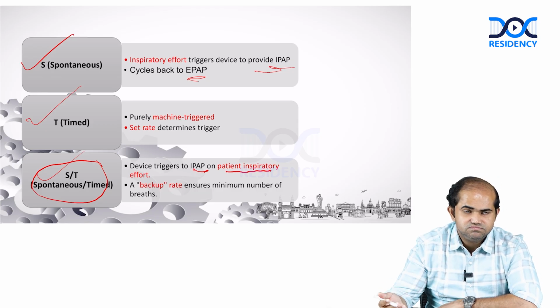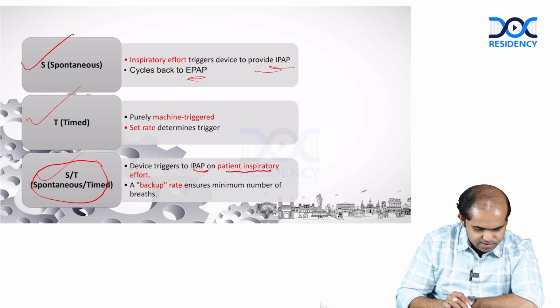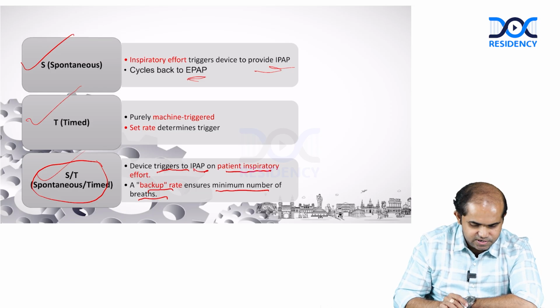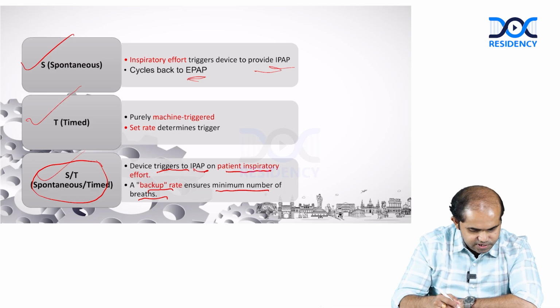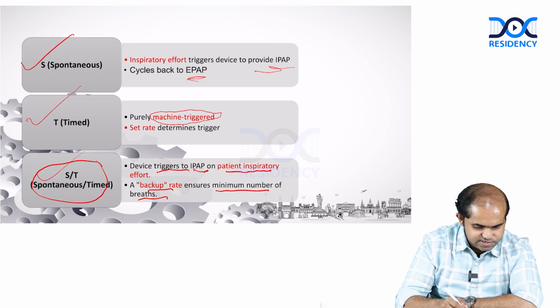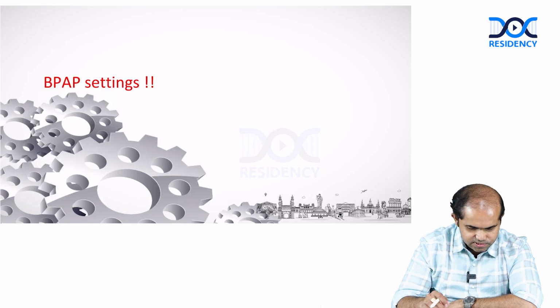That's why, when you send home a child requiring continuous NIV, we can send the child home on BiPAP with ST mode. Why? Because there will be a backup rate. It will ensure a minimum number of breaths, and the device will trigger your IPAP depending upon the patient's inspiratory effort. Timed mode is purely machine triggered; the set rate will determine your trigger. Spontaneous, as I said, inspiratory effort will trigger the device to provide your IPAP. What are the BiPAP settings?